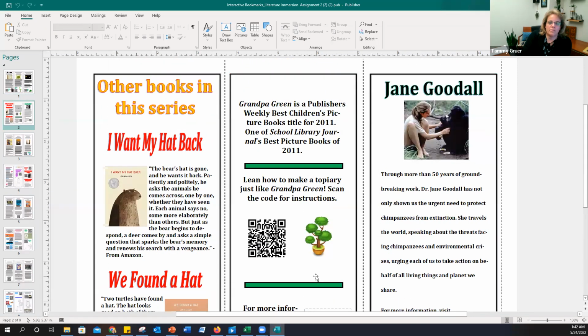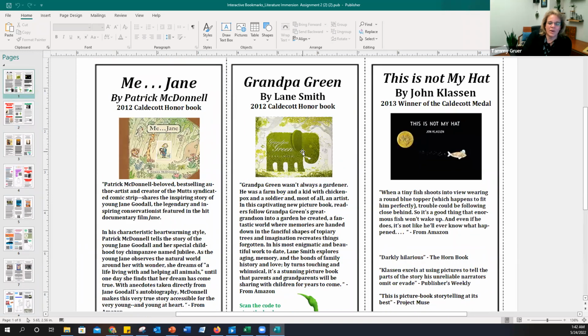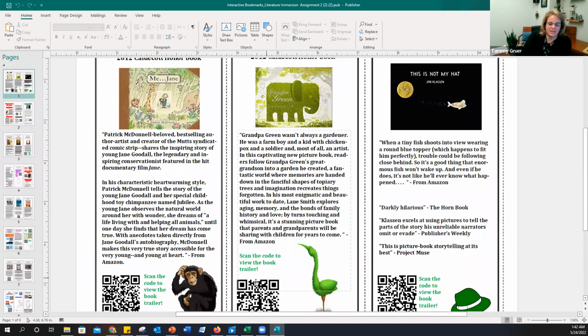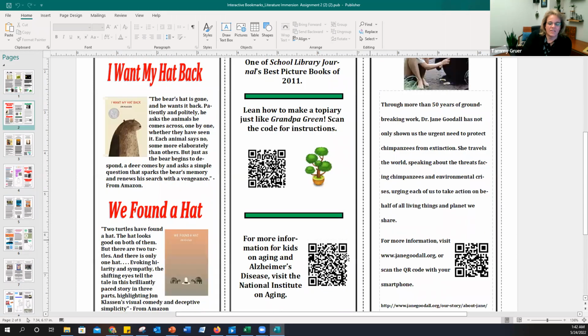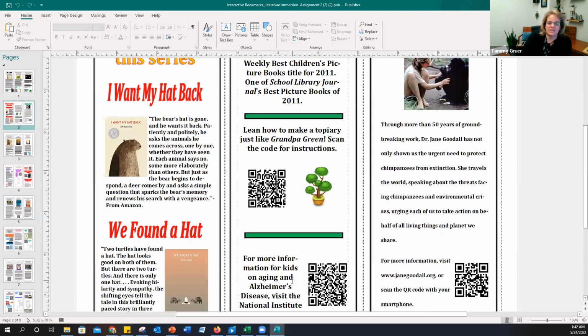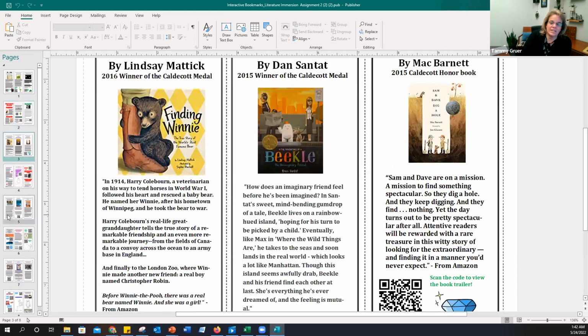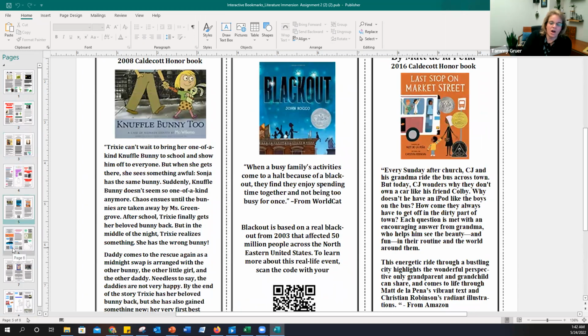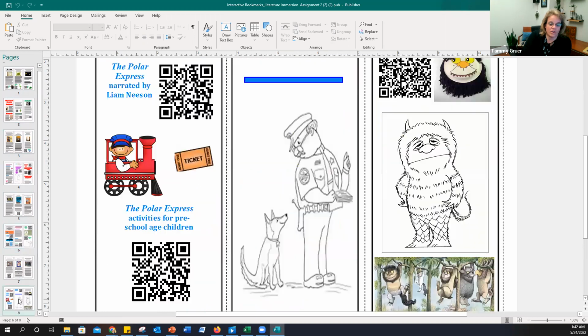If we look at the one in the middle, I have to go back and forth. Grandpa Green is another Caldecott. You can scan the code to view the book trailer on the front. And then on the back, there's more activities to support this kind of book. So you see these interactive bookmarks are really neat to have and print off. Kids can still scan the QR code and go to a different activity that they can do on their own.